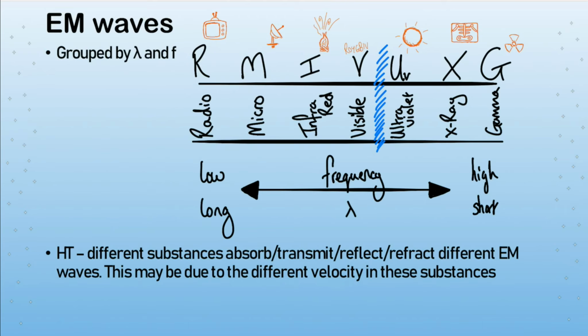The one I tend to go for, though, is Raging Martians Invade Venus Using X-ray Guns, and it just arranges it this way, and that is according to their frequency and their wavelength.